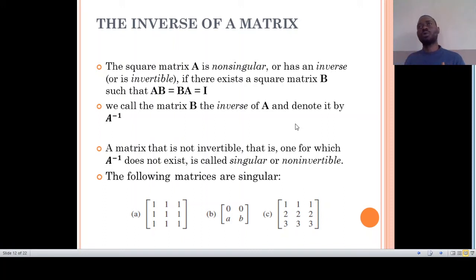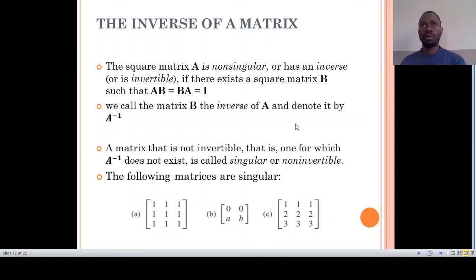I have talked about the addition of a matrix, multiplication of a matrix. Now let's go to the inverse of a matrix. I know some of you might be getting confused right now because you might not have heard of inverse. Okay, let me just put it this way.